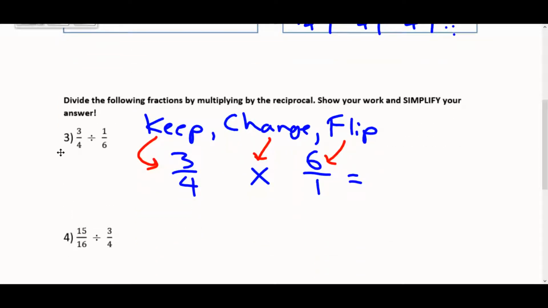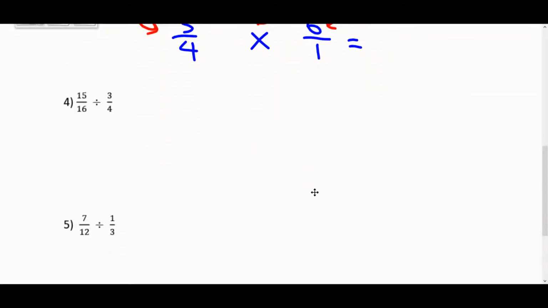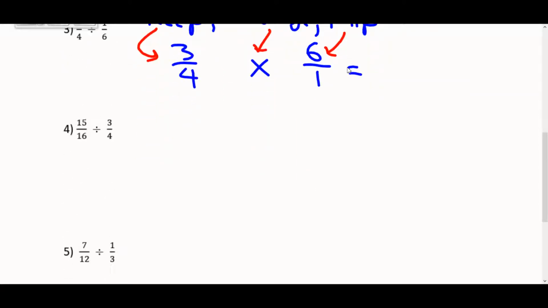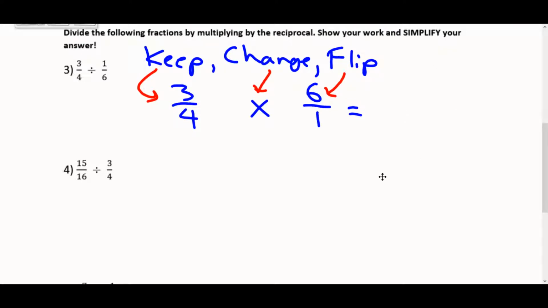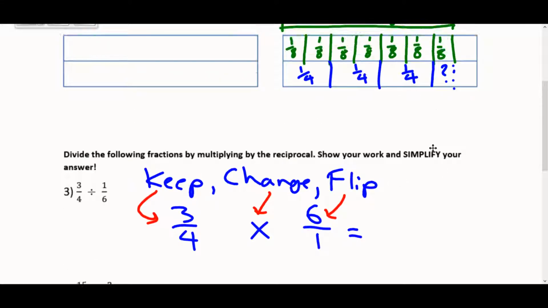Now on number 3, I got it started for you, but this is not the final answer. Just to show you again, keep, change, flip. So keep 3/4, change division to multiplication, and then flip the 1/6 and make it 6/1. You could do that on 4 and 5 as well, and then you multiply, simplify, and turn it into a mixed number. You should be in good shape.